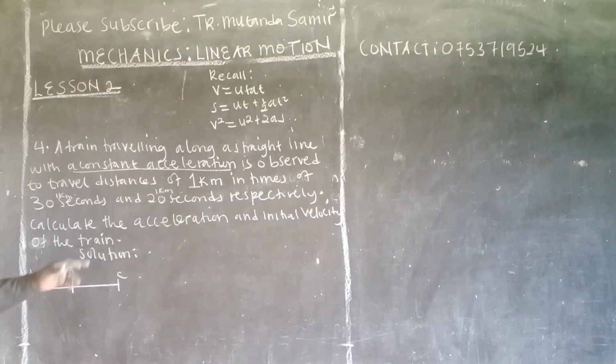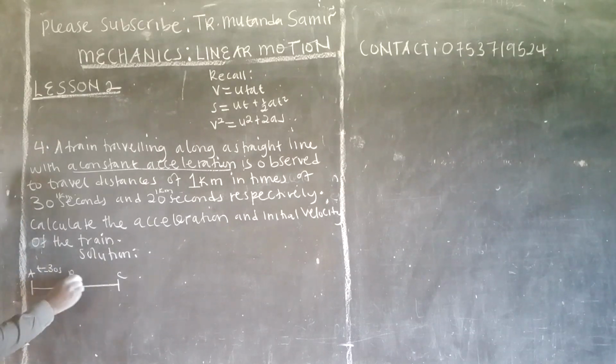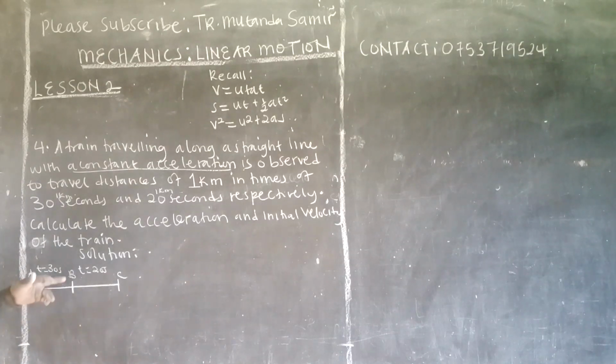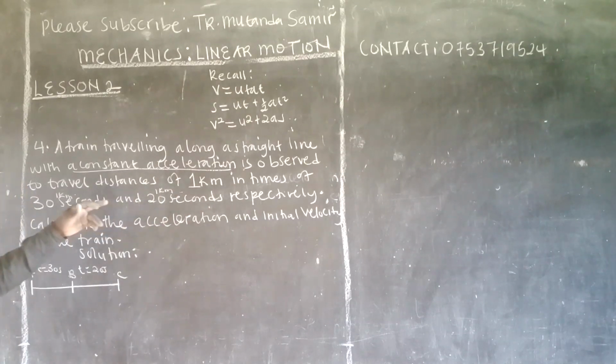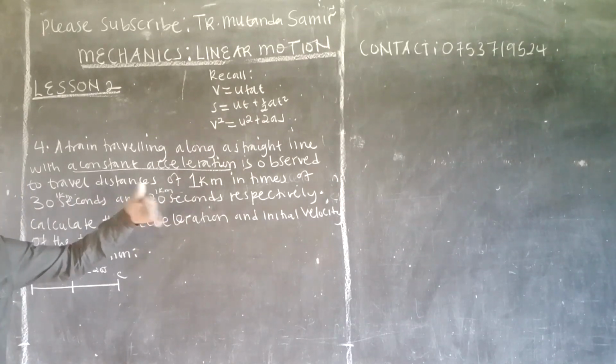Like it traveled distances of 1 kilometer in 30 seconds and that. So in this first case, the time taken from A to B was 30 seconds. Then the time taken from B to C is 20 seconds. You must put, please, the S meaning seconds. Now from there, in every case, it was covering a distance of 1 kilometer, because they say it's observed to travel distances of 1 kilometer in times.